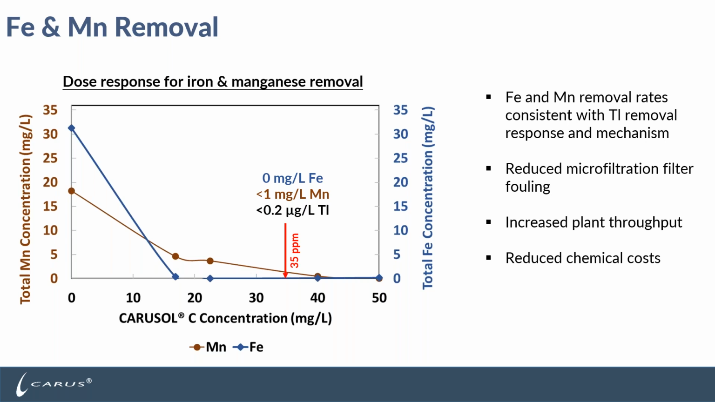Permanganate is much faster than hypochlorite, particularly for manganese oxidation, and doesn't require the excessive feed rates. So the flow-on effects of this mean reduced filter fouling, increased plant throughput, and reduction in chemical costs associated with neutralizing that residual chlorine present in the effluent.